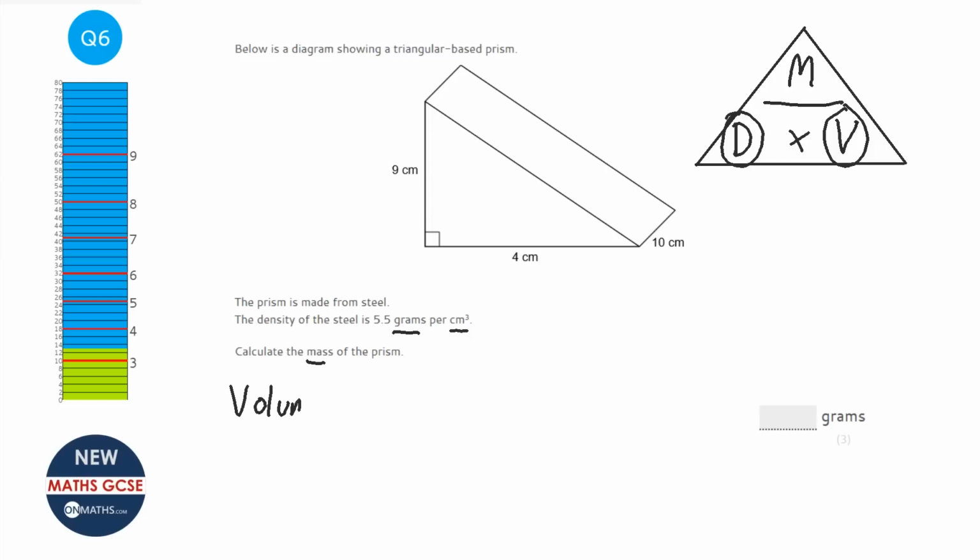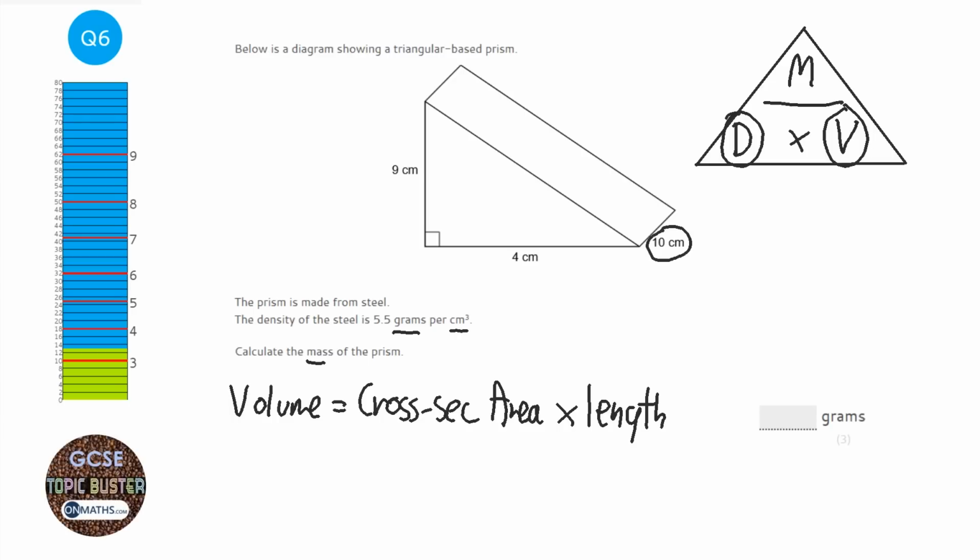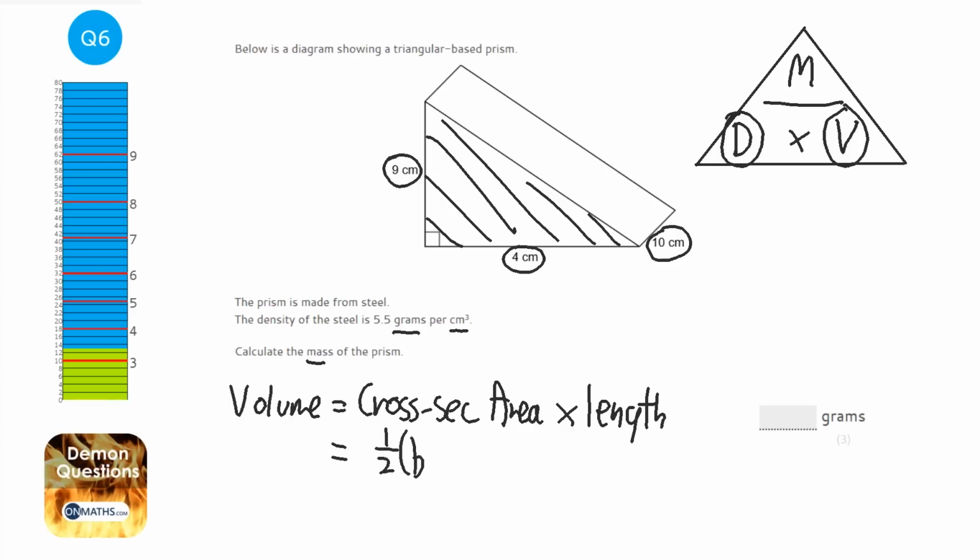So to work out the volume of any prism, it's the cross-sectional area times the length. Some people call the length something else, but the length is basically how 3D the prism is. So the length is this one here, and the cross-sectional area is the area of this triangle here. So it's the area of the triangle. We've got the base, which is 4, and the height, which is 9. So it's half times base times height, and then we're going to times it by the length, which is 10.